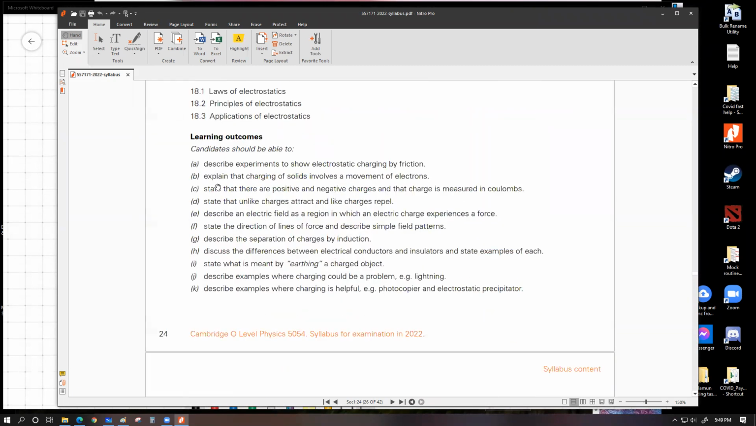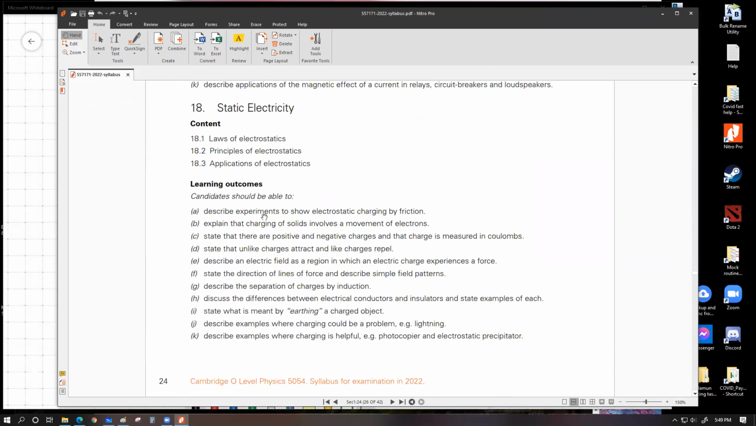Have a look. These are the syllabus points of the static electricity chapter. Describe experiments to show electrostatic charging by friction. Explain that charging of solids involves the movement of electrons. State that there are positive and negative charges and that a charge is measured in coulombs. So you just have to know the unit of charge, which is coulomb. State that unlike charges attract and like charges repel.